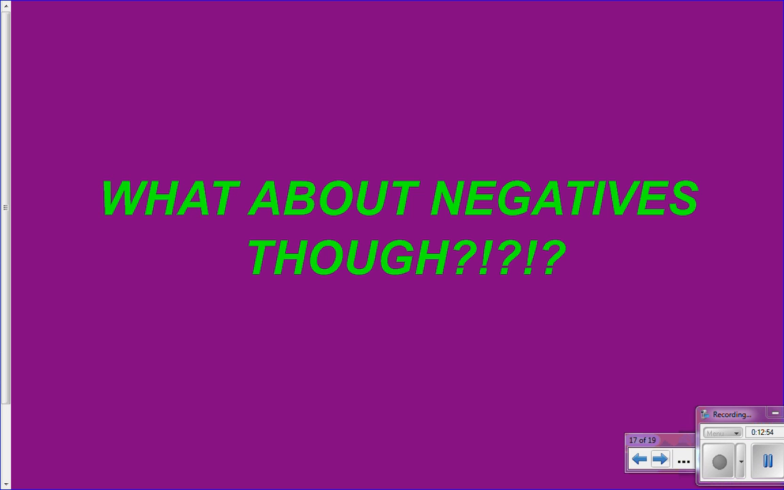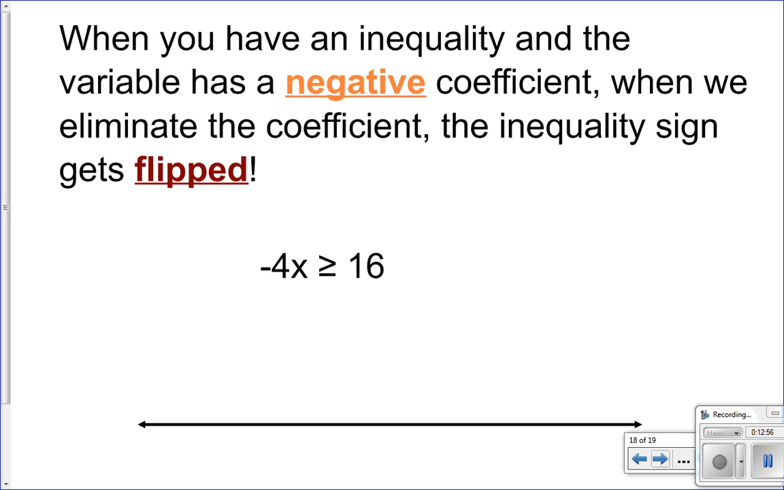What about negatives, though? When you have an inequality and the variable has a negative coefficient, for example down here, negative 4x, remember the number that comes in front of the variable is your coefficient. When we eliminate the coefficient, the inequality sign gets flipped. Because it's a negative, we have to flip the inequality sign to make the equation true. So, I'm going to divide both sides by negative 4 in this problem.